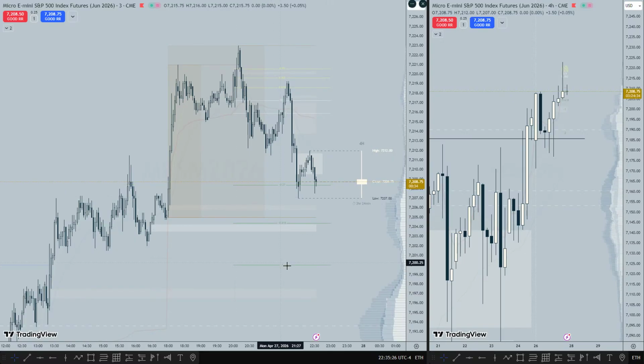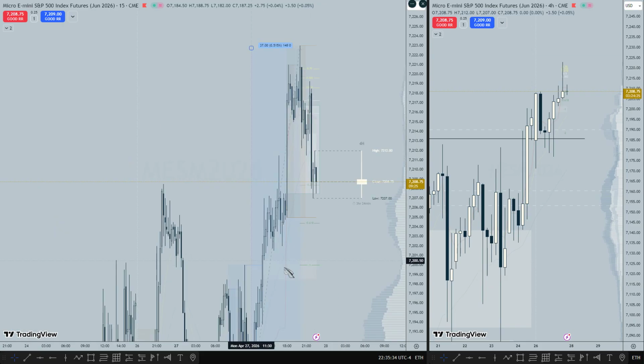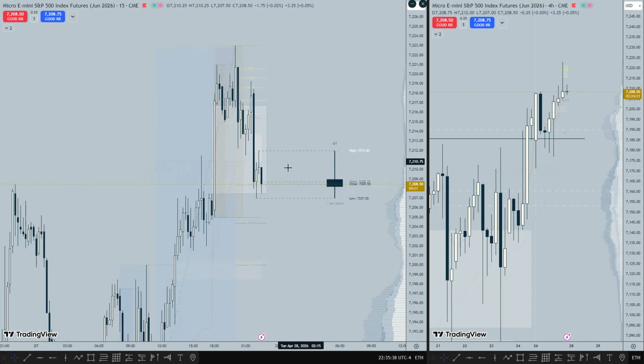See if we even come down and tap this -1. I would love to see this -1 get tapped actually, because like I said, on the 15, there's that unfilled imbalance here, unmitigated. And that would take this liquidity sitting right here and give us the fuel for the move up again.